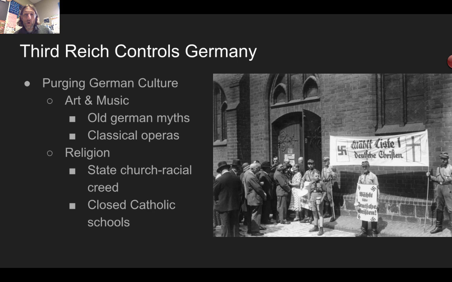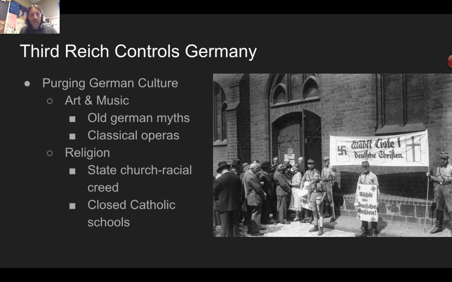When you look at German culture, they're going to try and get rid of anything that is not 100% German. So, for example, jazz was becoming popular. They're going to get rid of jazz. They're going to encourage these old Germanic myths that date back centuries. They're going to encourage people to listen to the classical operas written by famous German composers.